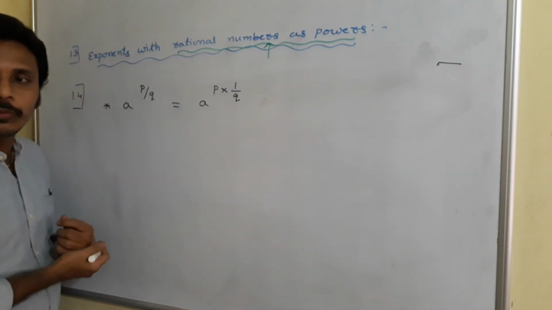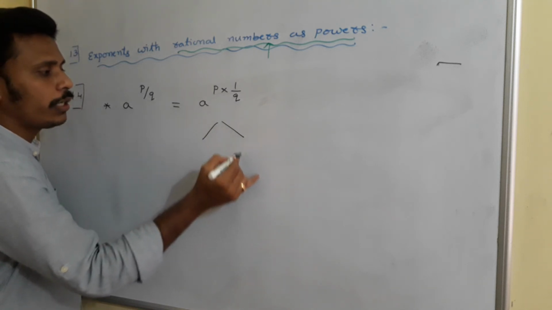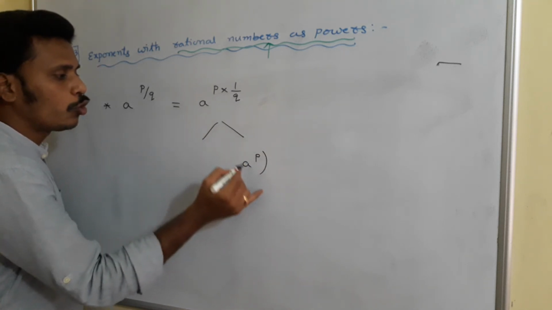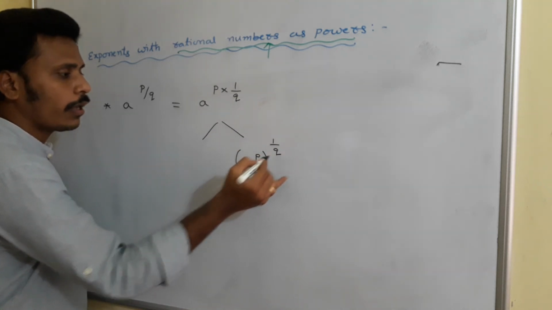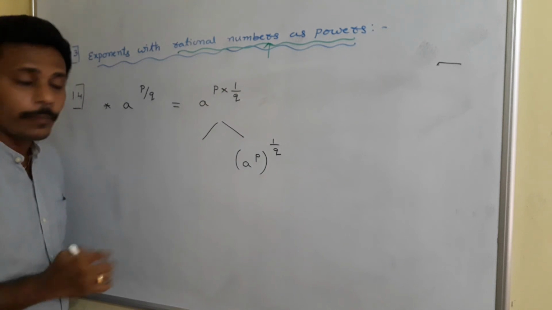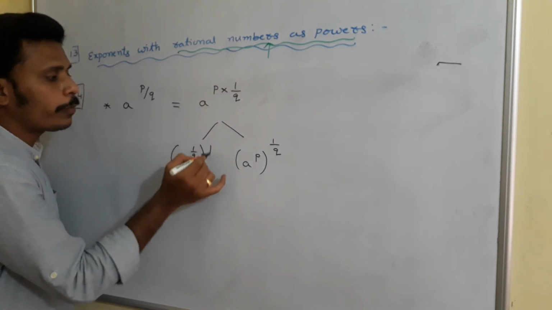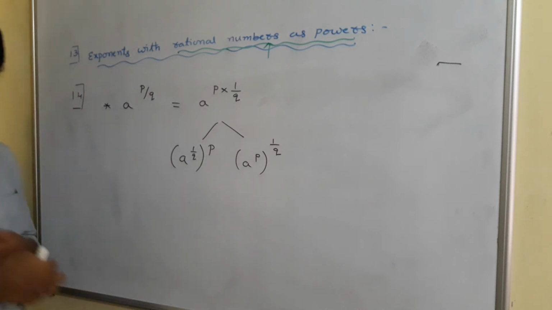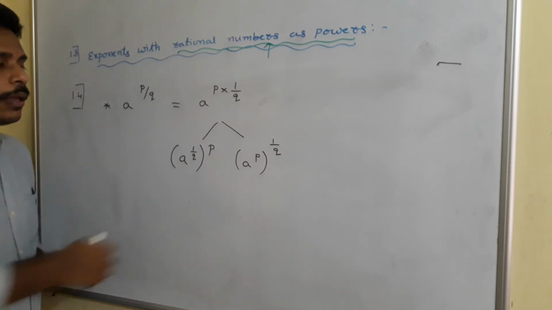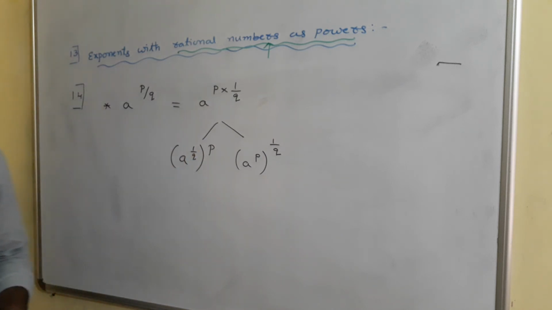I have two possibilities to express this a power p into 1 by q. In one possibility, a power p to the power 1 by q. If you multiply these two, p into 1 by q, right? In the other possibility, a power 1 by q to the power p. Again, if you multiply these two, that is p by q only. P into 1 by q is p by q. 1 by q into p is again p by q.